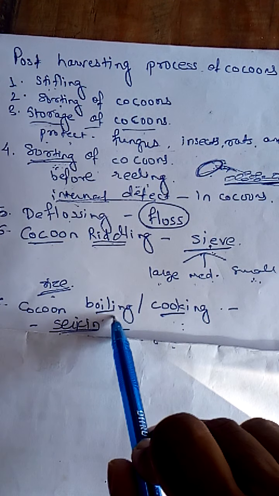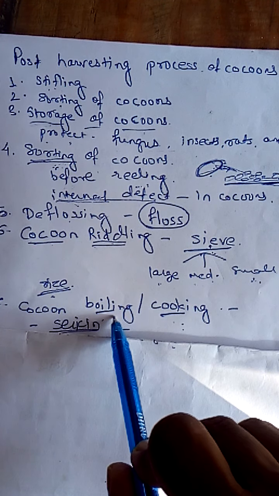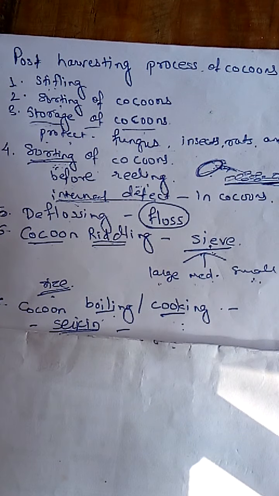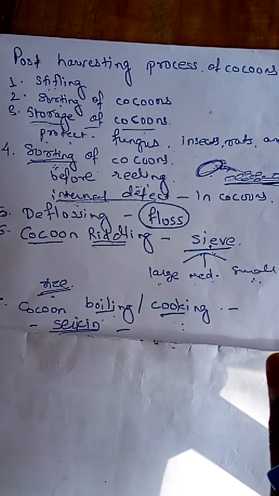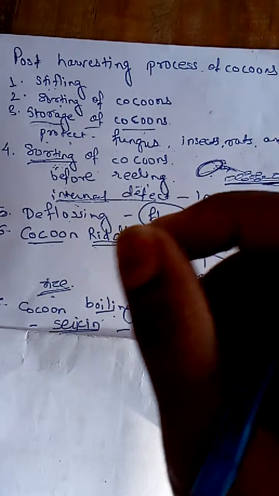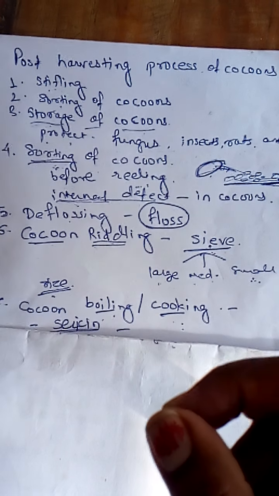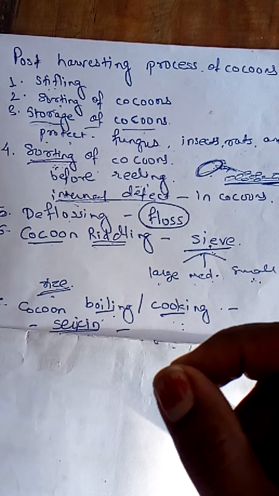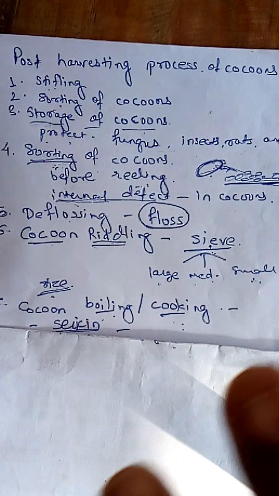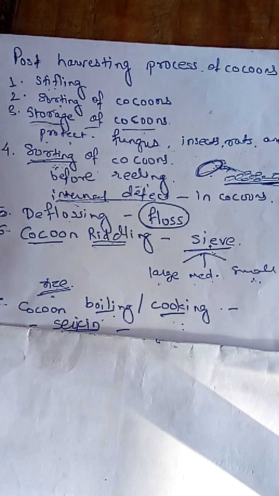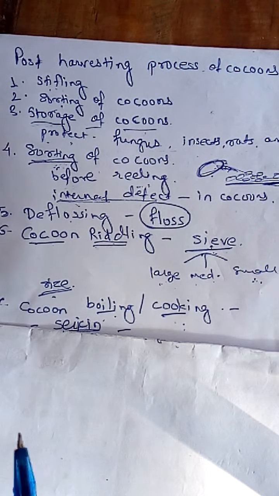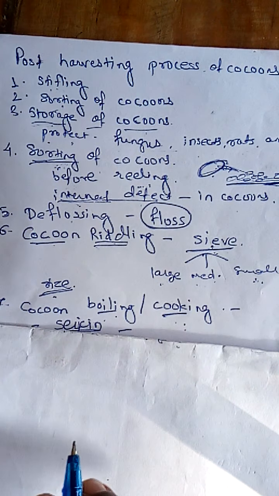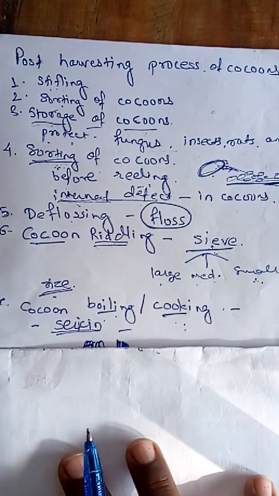So when we boil the cocoons, the sericin gets dissolved, and when the sericin is dissolved, the single silk is present now in the single thread, and now we are going to remove that particular single thread of the silk. See, this boiling is done by 2 different systems, the open pan system and the 3 pan system.